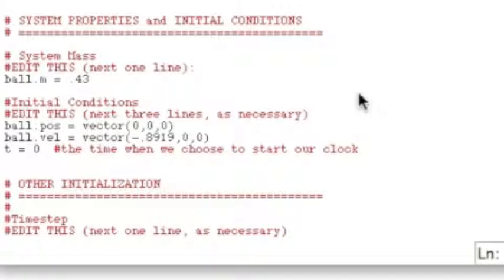Using all the information gathered, a computer model can now be developed in Python. Under the initial conditions section, the ball's mass can be changed to reflect that of the ball in the experiment, in this case 0.43 kilograms. The ball's position vector can be changed so that the ball begins at the origin, 0, 0, 0. And the ball's velocity can be changed so that the initial velocity is that of the one we just calculated, negative 0.8919 in the negative x direction.